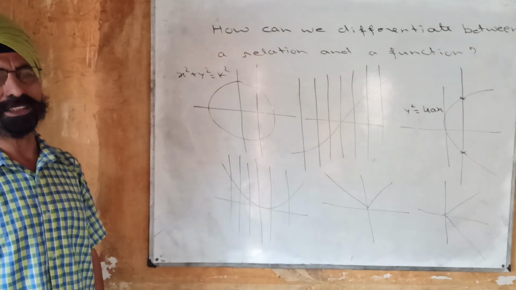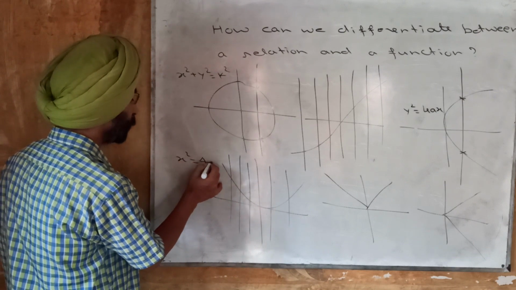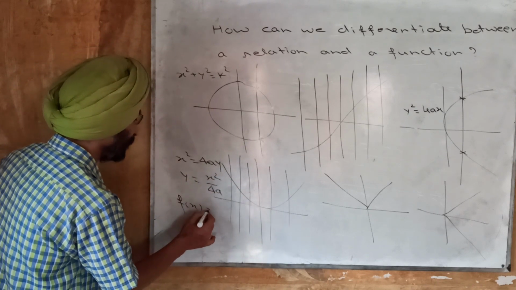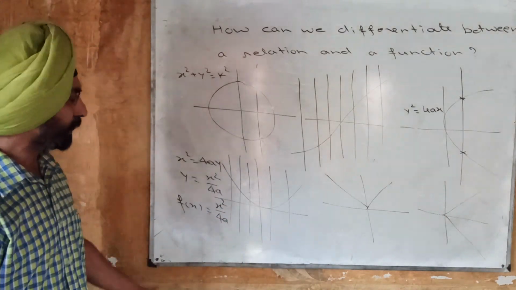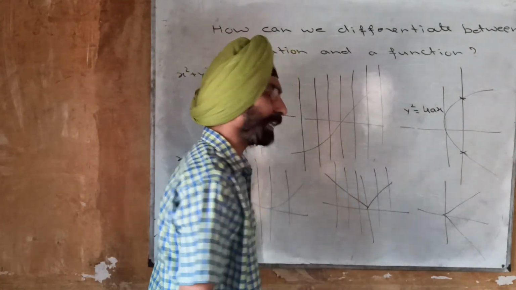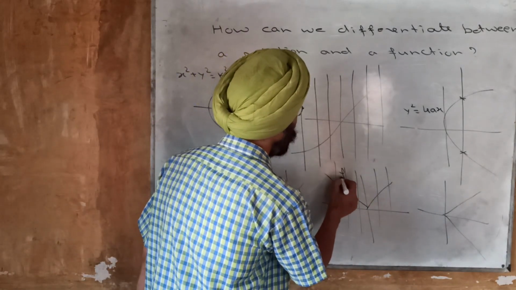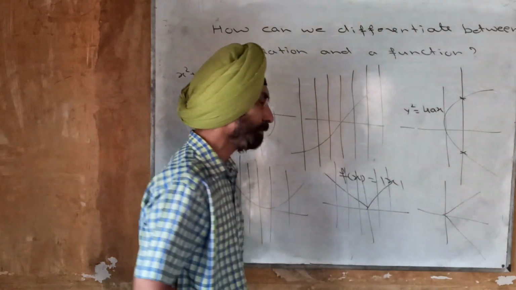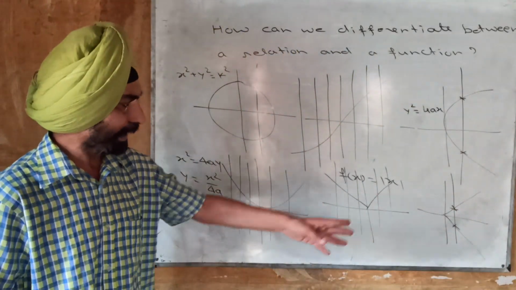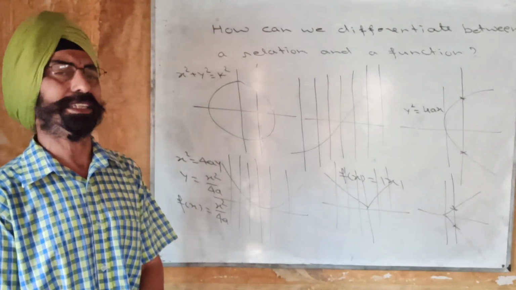So this equation represents a function, and the equation is x square is equal to 4ay, or you can say y is equal to x square upon 4a, or f of x is equal to x square upon 4a. This is the function represented by this graph. In the next case, again every vertical line cuts the graph in exactly 1 point, so it is again a function, and you are familiar with this graph also. This is the graph of the function f of x is equal to mod x. The last one, again, you can find vertical lines which cut the graph at exactly 2 points. So once again, it is a relation, it is not a function. This is the answer to the question, how to differentiate between a function and a relation.